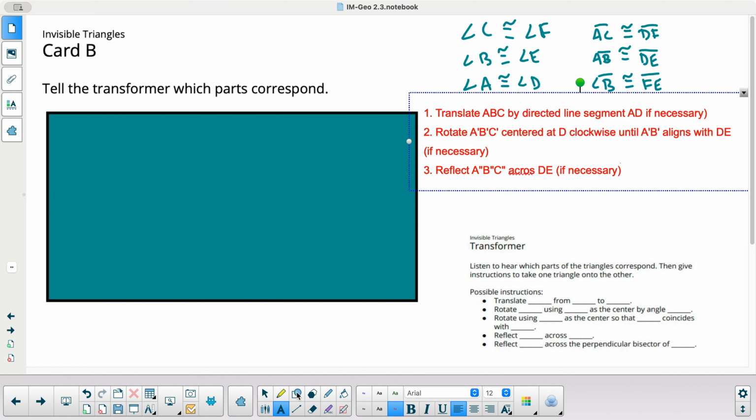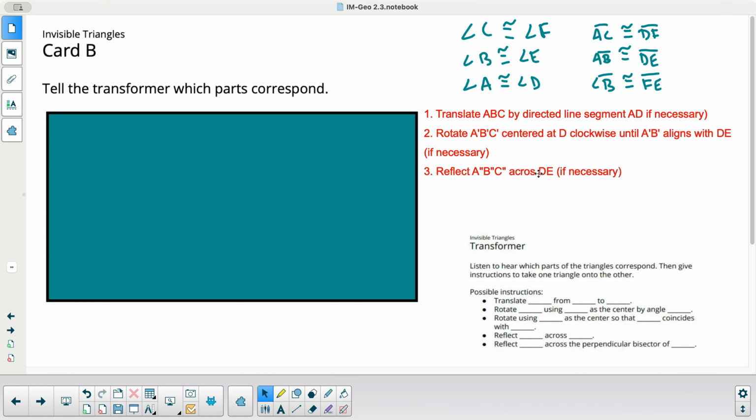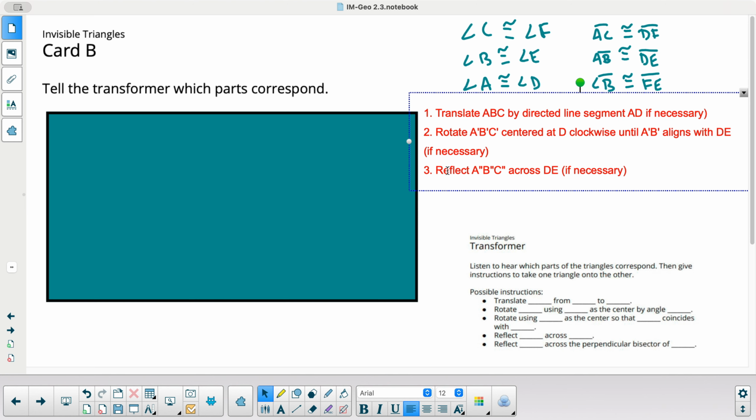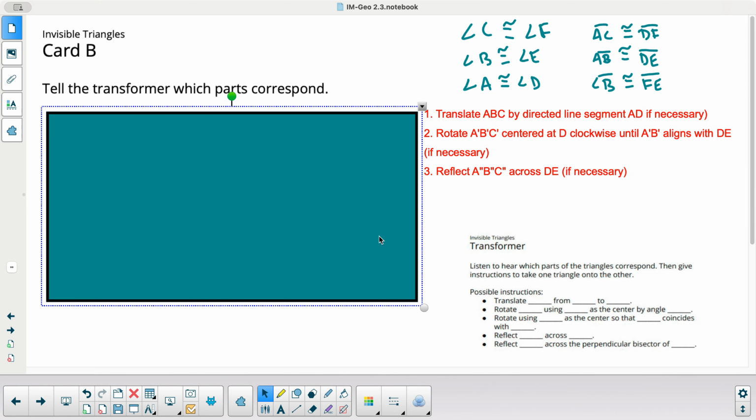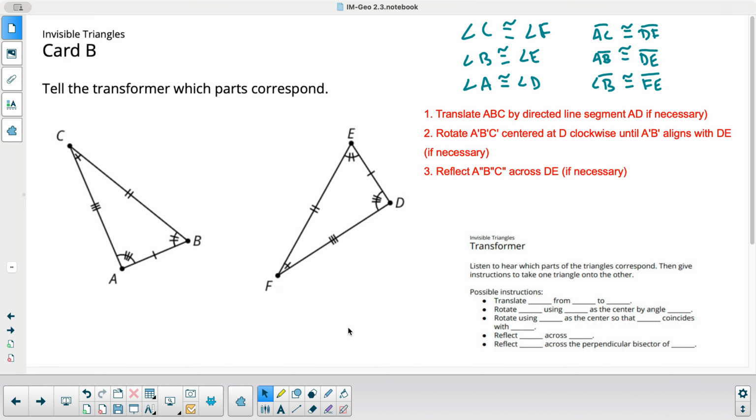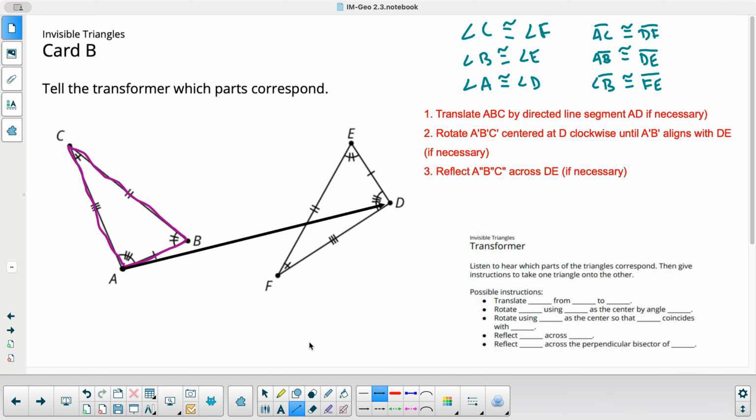Okay. Let's see if it works. I can use these corresponding parts to follow that sequence where I translate, rotate, reflect. All right. Let me get this traced here. So I'm going to translate by directed line segment AD. So right there.